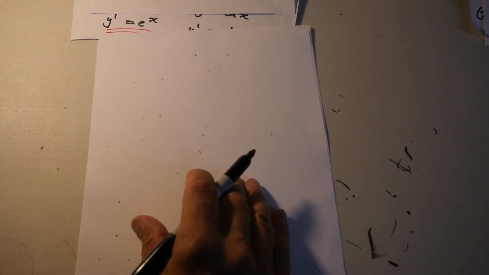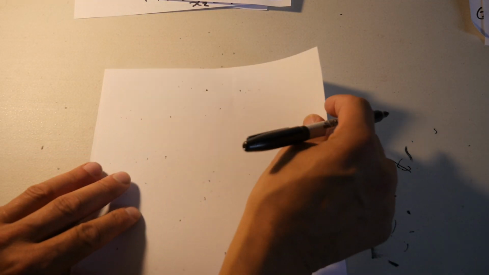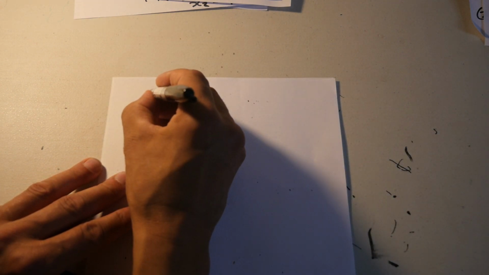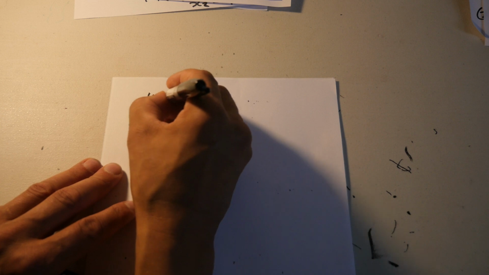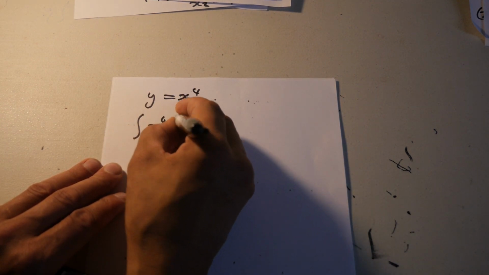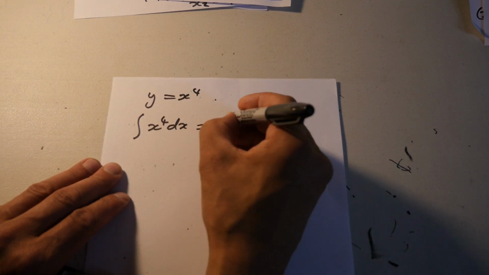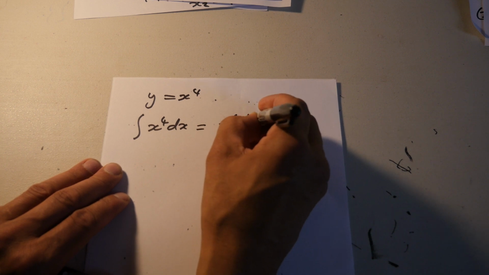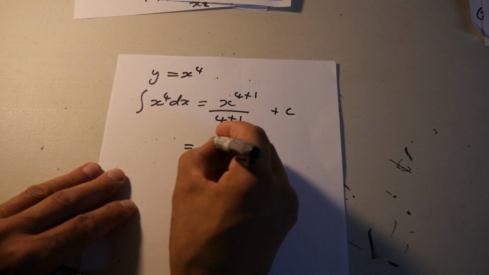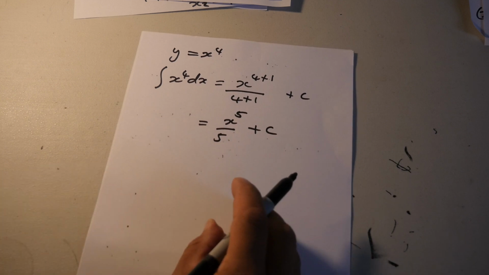So applying it, I actually made a previous video but I felt it wasn't quite good enough, so I'm redoing it because some errors went along with it. So if y equals x to the fourth, you want to integrate x to the fourth dx, okay? By using the general formula, you get x to the 4 plus 1 over 4 plus 1 plus c, which equals x to the 5th over 5 plus c, okay?